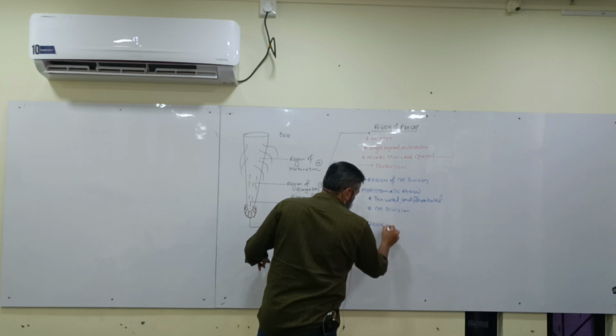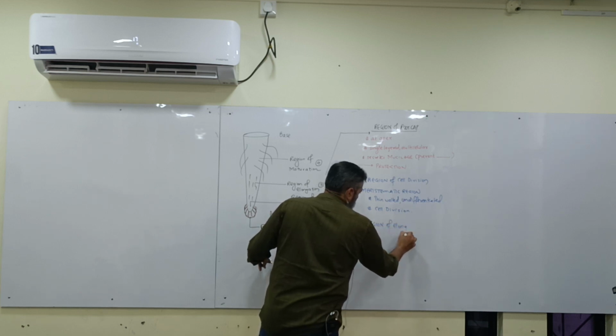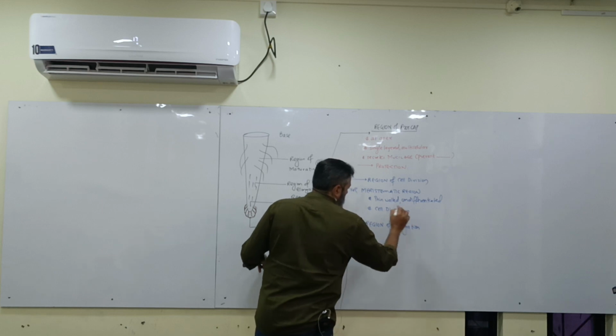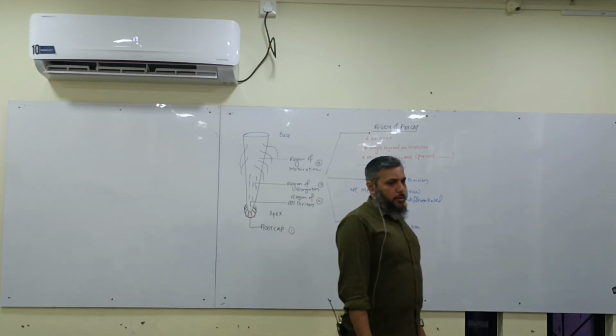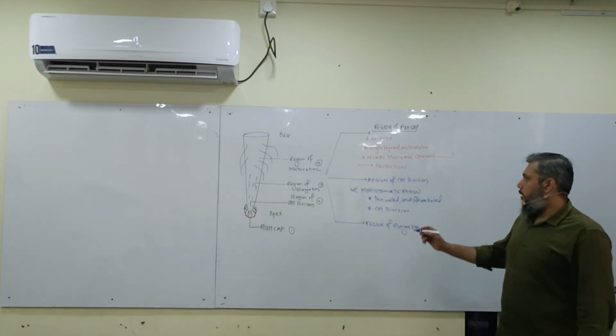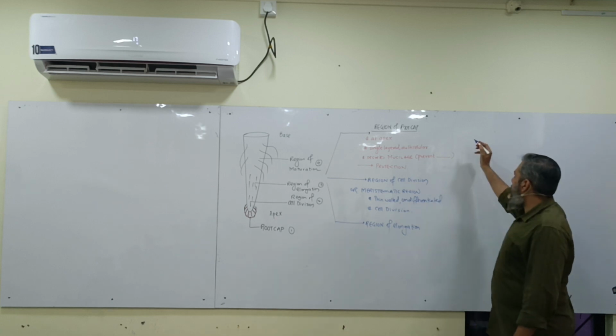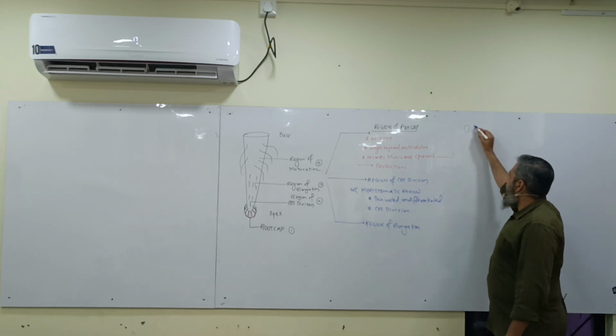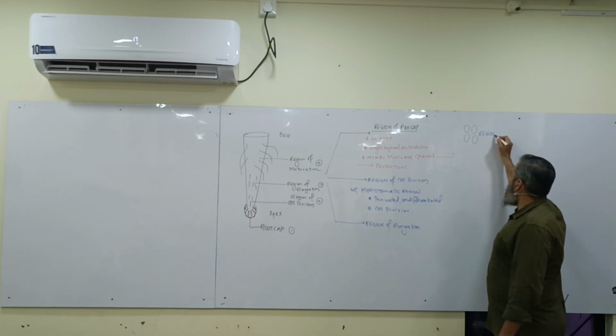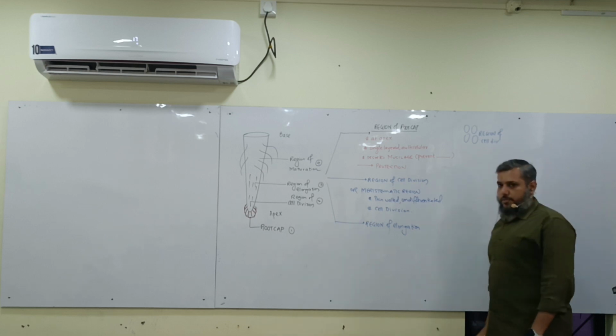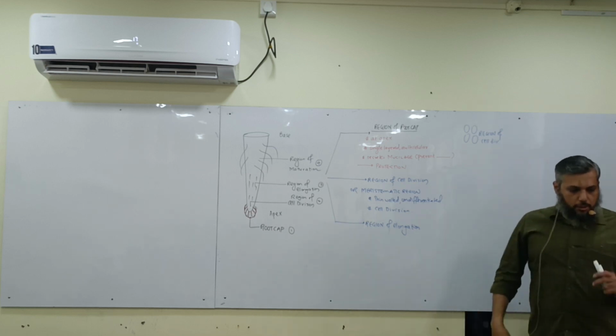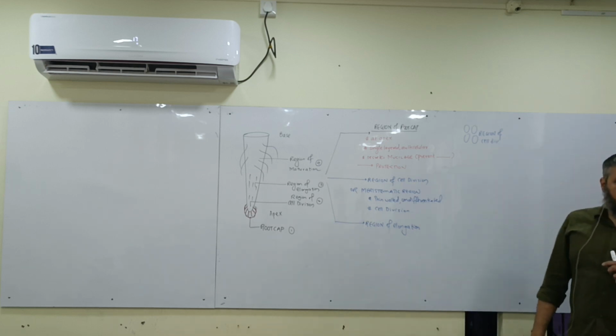Just below that, the next region is the region of elongation. Okay. Now, what is this region of elongation? First of all, the cells in the region of cell division are small, thin-walled cells keeping on undergoing cell division.